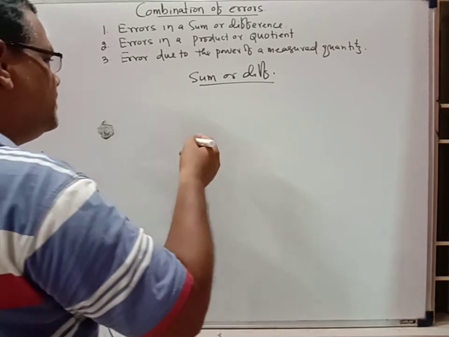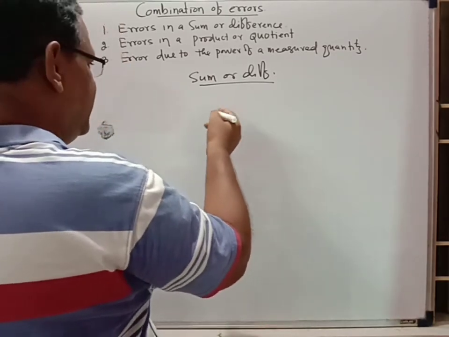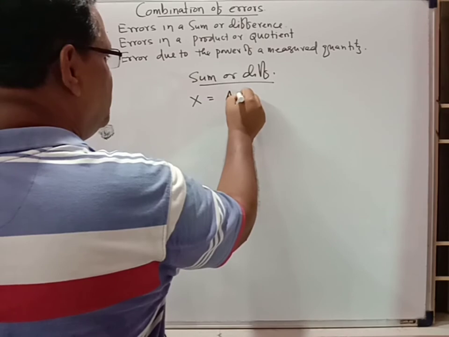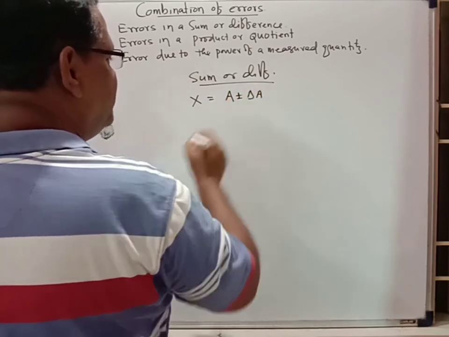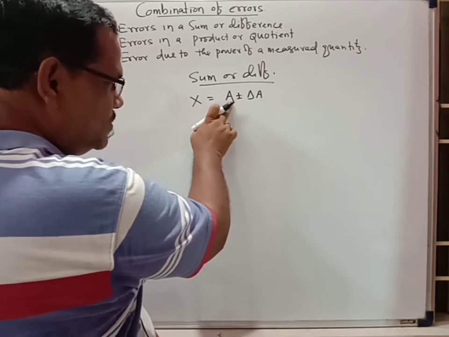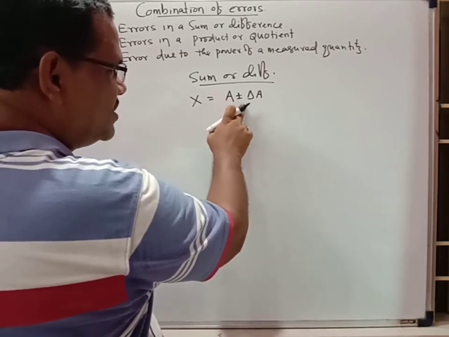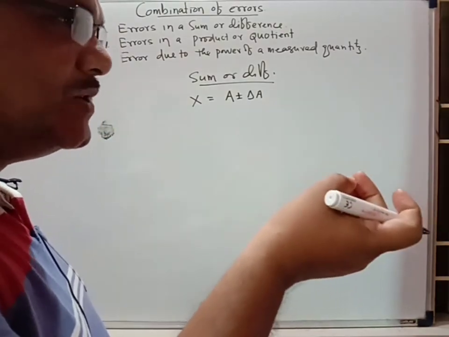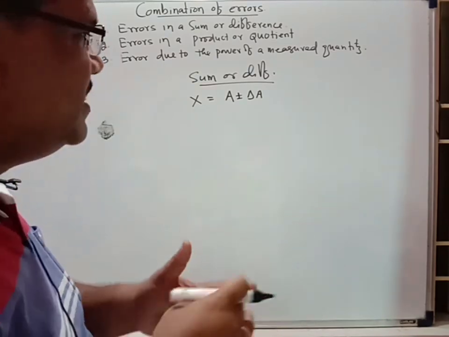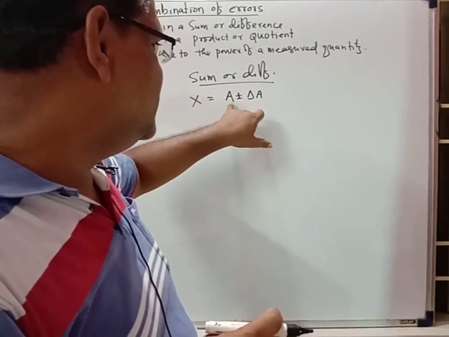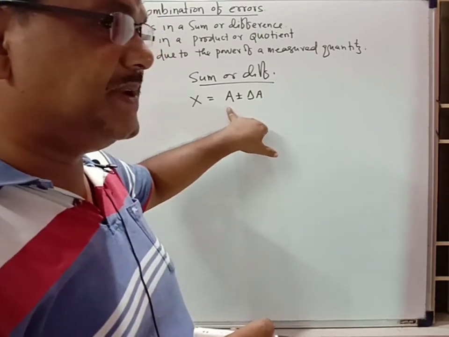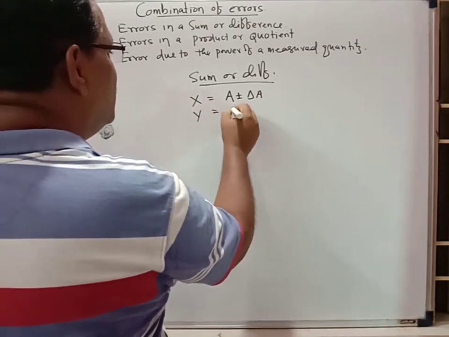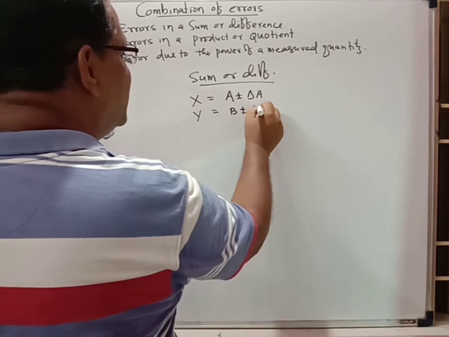Suppose a quantity x is measured as a plus or minus delta a. In any measurement you find the true value along with the absolute error, because plus or minus indicates that either some difference will be added to the true value or subtracted from the true value, and that gives the measuring result, a plus or minus delta a. Another quantity y is equal to b plus or minus delta b.